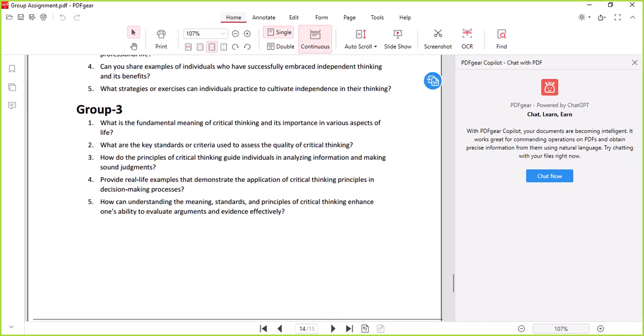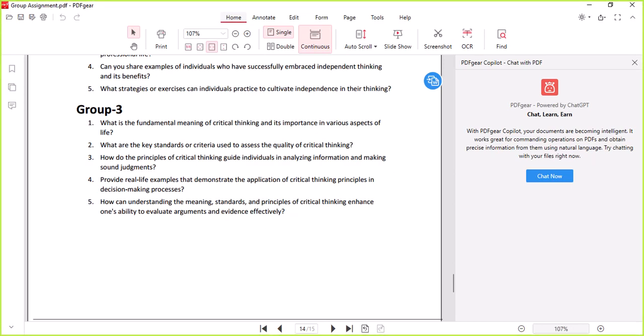What is the main point of your assignment? What I understand from these presentations is the meaning of critical thinking and its importance or significance in our day-to-day life. It enhances our creativity and curiosity. I also understand the standards and criteria for evaluating critical thinking, like clarity, precision, accuracy, and other things. And I also understand the principles that are used to form good arguments.